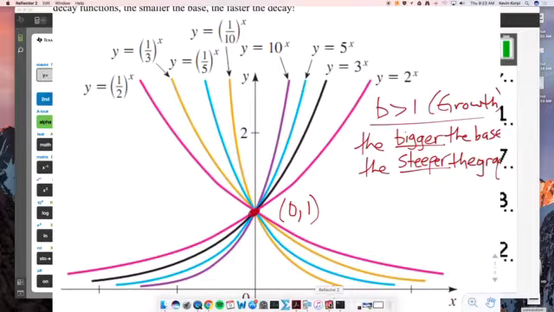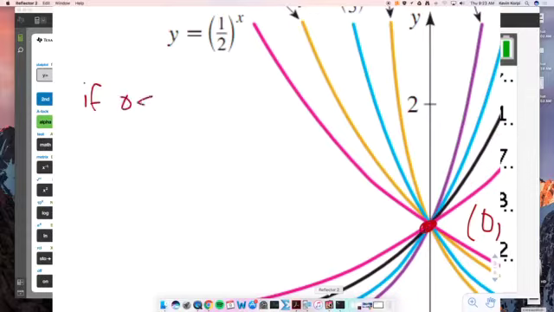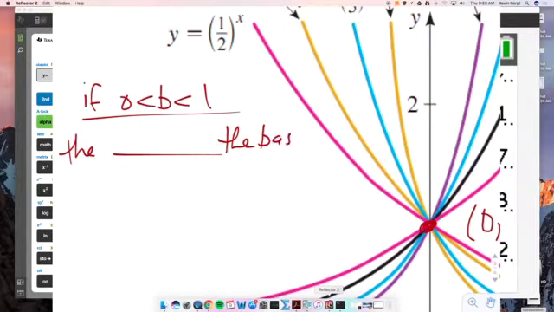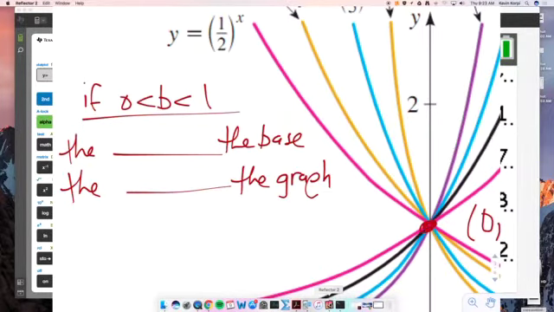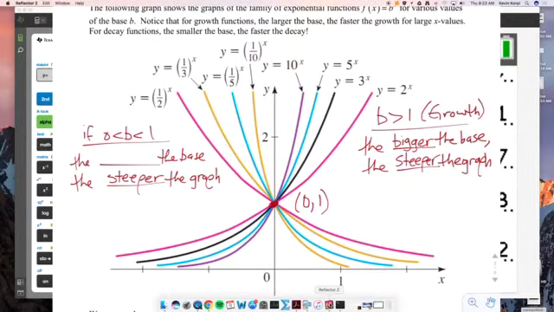Let's look at what happens over here on the decay side. The slowest decaying function is 1/2 to the x. A little bit steeper is 1/3 to the x. A little steeper than that is 1/5 to the x. A little bit steeper is 1/10 to the x. So on the other side here, if your base is between 0 and 1, then the smaller the base, the steeper the graph. Let's fill in one of those so we can compare it to the other one. Let's keep the word steeper in there. The smaller the base, the steeper the graph. Over here it was the bigger the base, the steeper the graph.